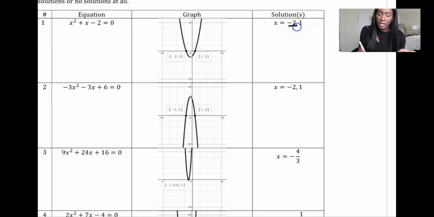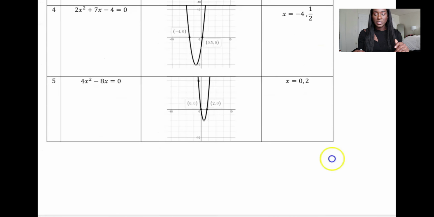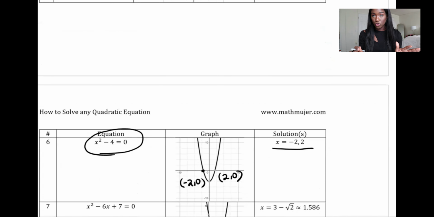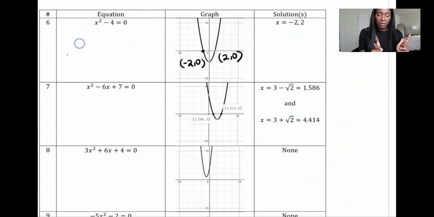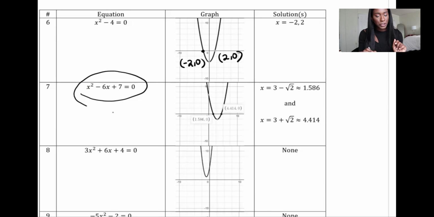So for instance, negative 2 is negative 2 over 1. 1 is 1 over 1. So all of the solutions in examples 1 through 6 have been rational solutions. But here in example 7, the quadratic equation has two solutions.